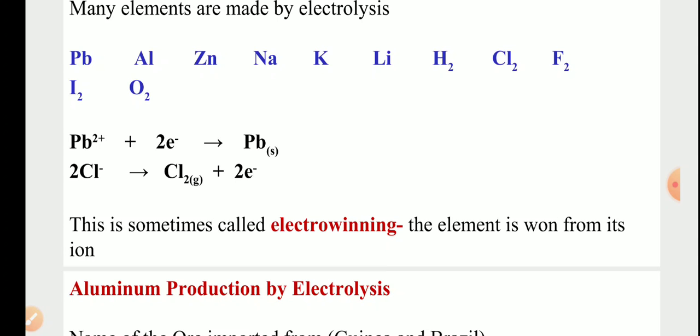This is sometimes called electrowinning. The element is won from its ion. So basically, yes, there will be presence of the ion, but it is converted to the metal or non-metal in its pure form.